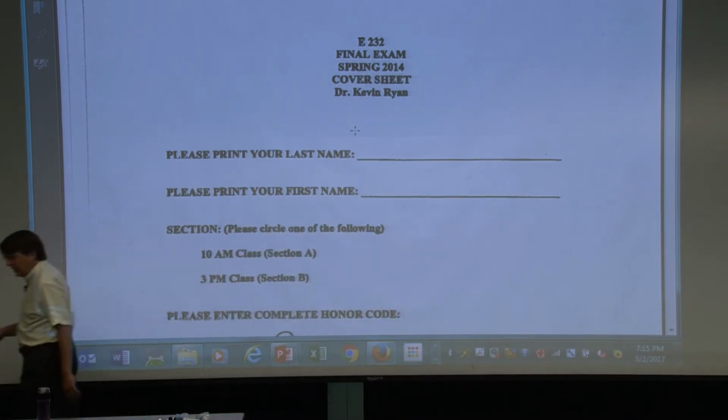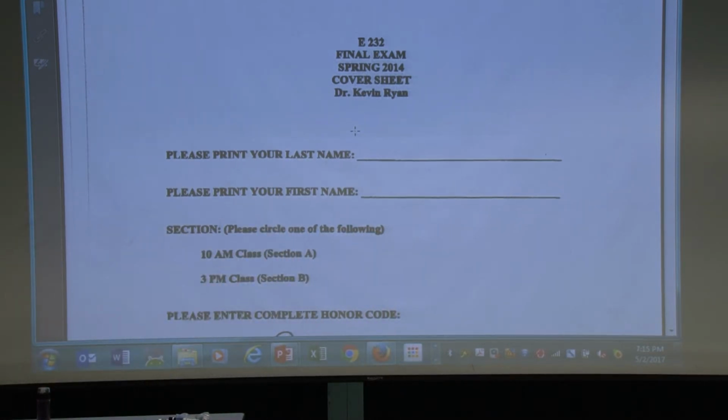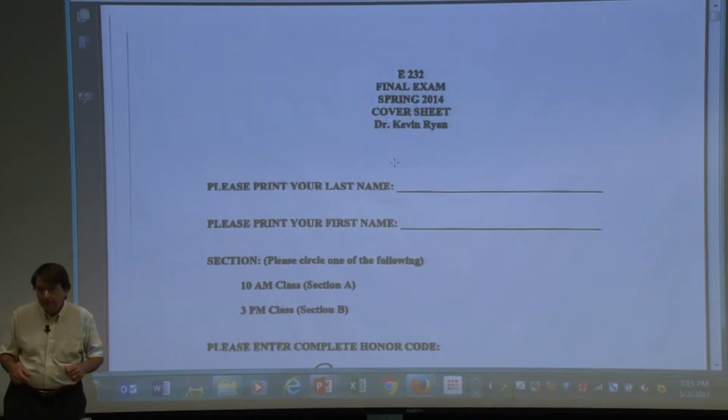Spring 2014, final exam. Oh, by the way, a question I typically get is what's the formula sheet? I might update the formula sheet because it's gotten a little messy, but basically the formula sheet for now anyway is what's posted on the course website, okay?